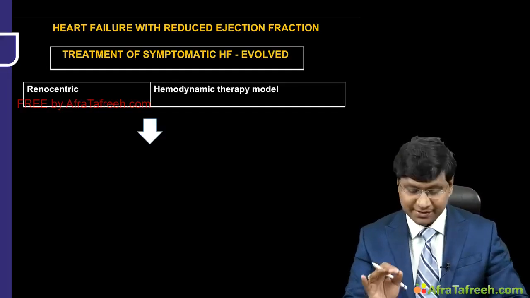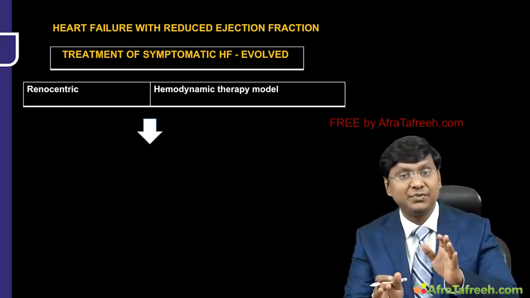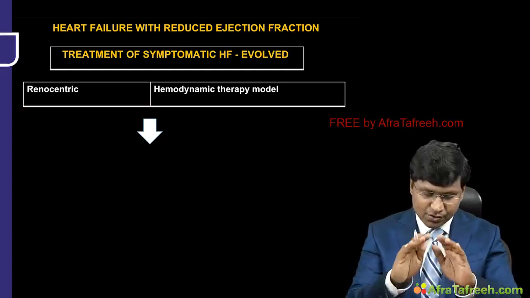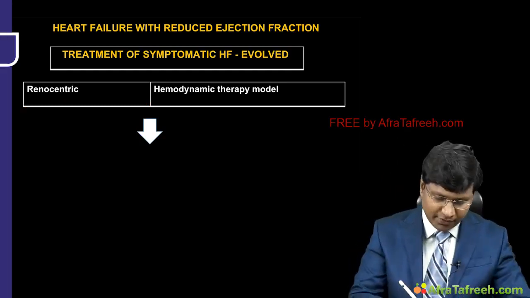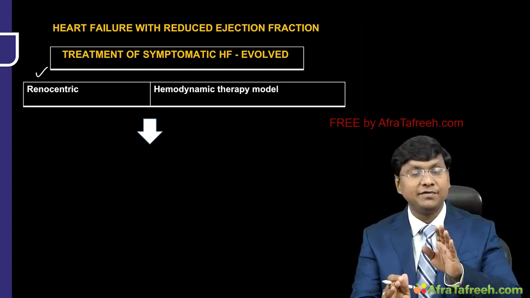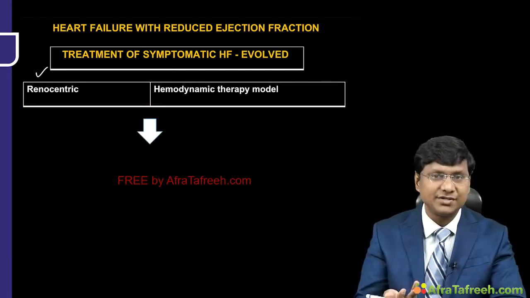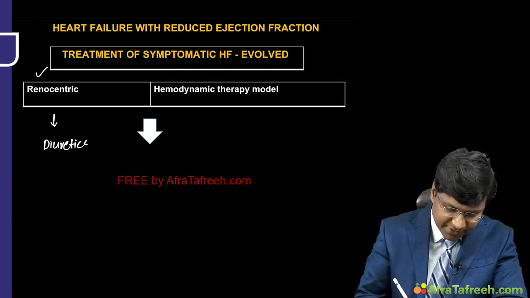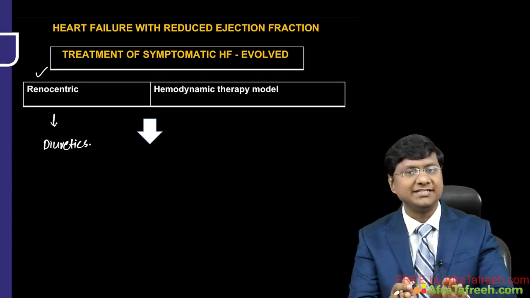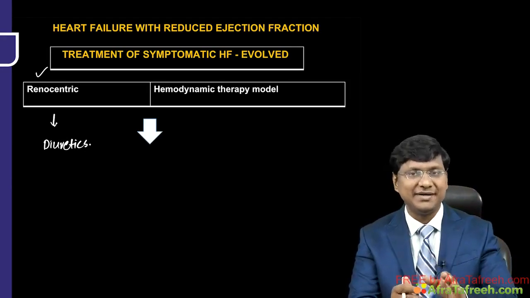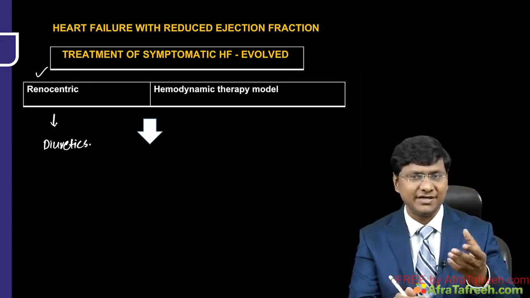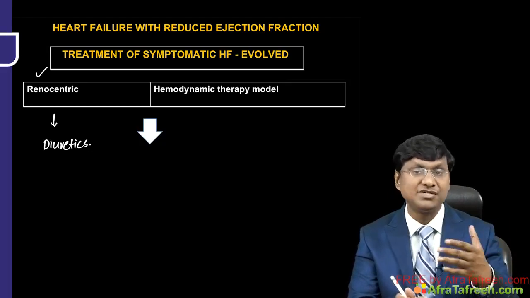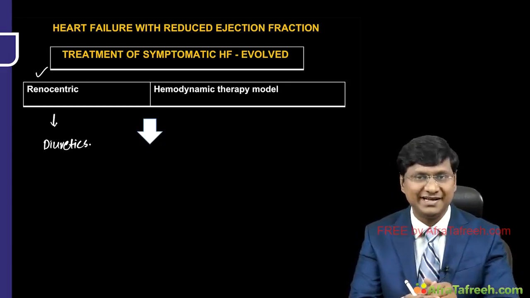Now if you see the treatment of heart failure with reduced ejection fraction, how does it evolve? It evolves from the point of renocentric. What is that renocentric? We give diuretics. What is the purpose of giving diuretics? That is mainly to reduce the congestion. And these diuretics are basically renocentric. It is through the kidney that the fluid which is overloaded in the body will be excreted out.